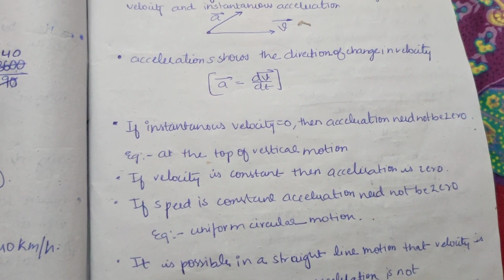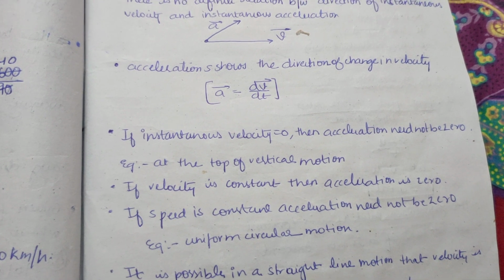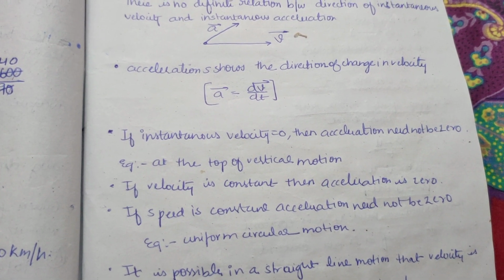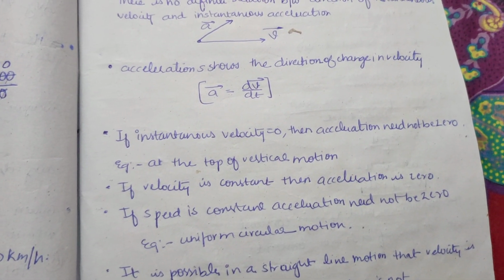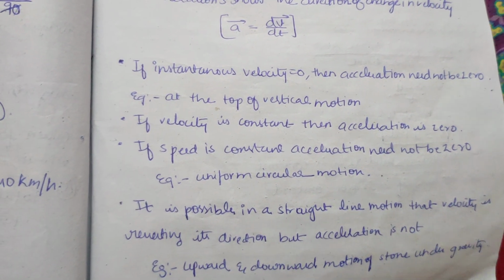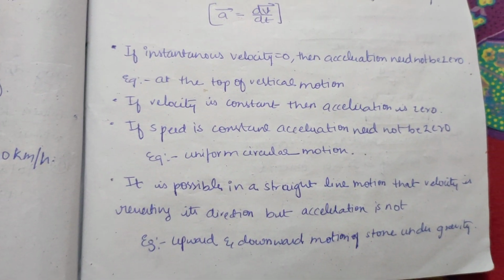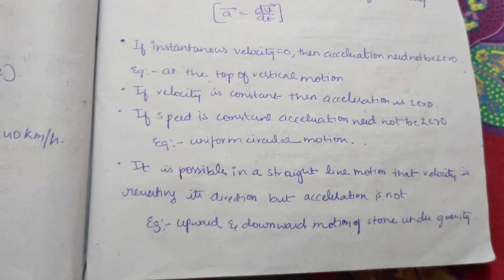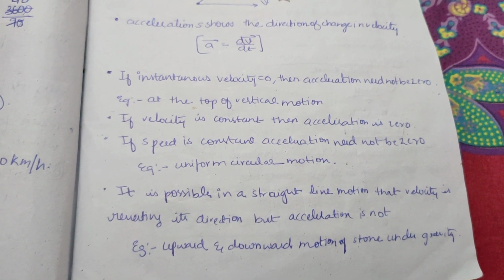For example, at the top of vertical motion, velocity is 0 but acceleration is not 0. If velocity is constant, then acceleration is 0. If speed is constant, acceleration need not be 0. For example, uniform circular motion.